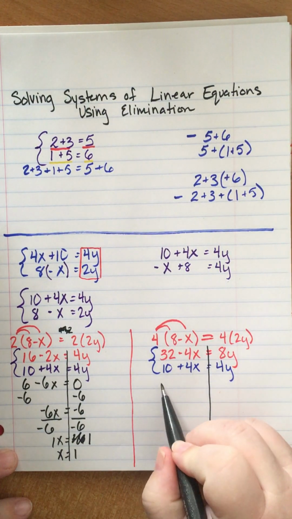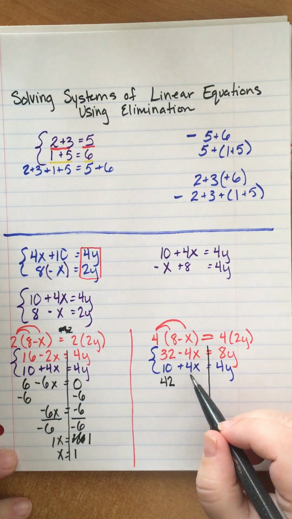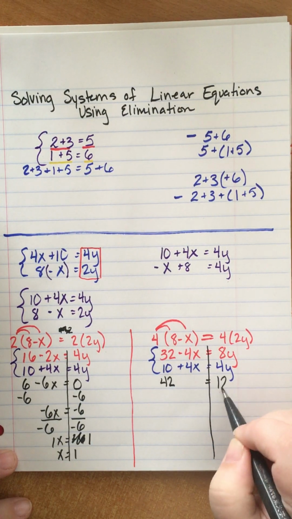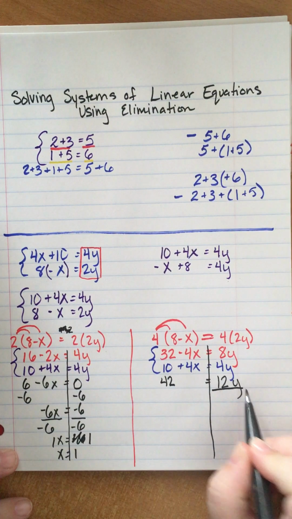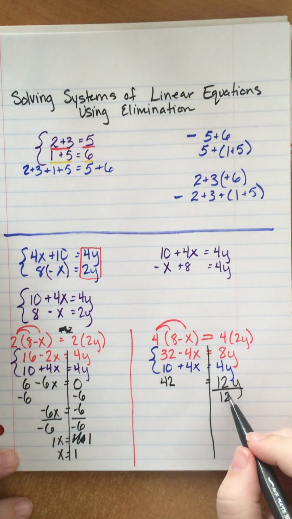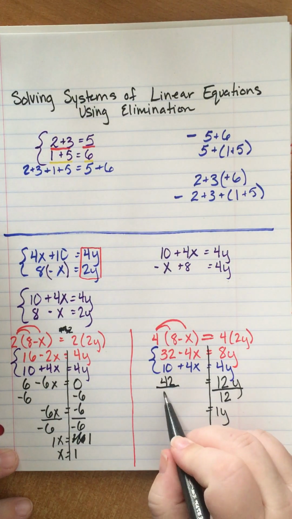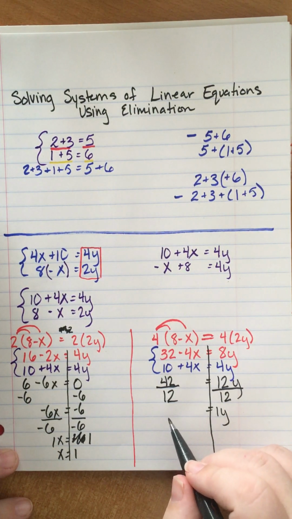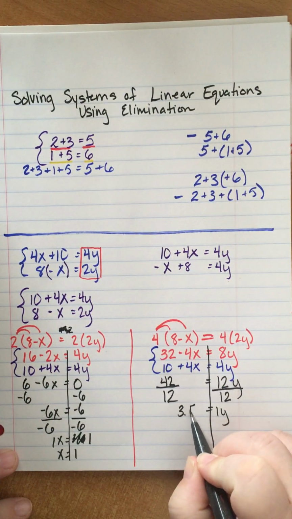So 32 plus 10 is 42. Negative 4 and positive 4 cancel out, so I end up with 0 x's. And that is going to equal 12y. So what we're going to do next is we want to isolate that y. So I'm going to divide by the coefficient, because 12 divided by 12 is 1, leaving me with 1y. Whatever I do to one side to keep things balanced, I will do over here. And 12, 12, and 12 is 36. That's 3 times. And then we've got 6 left over, so that will give us 3.5.